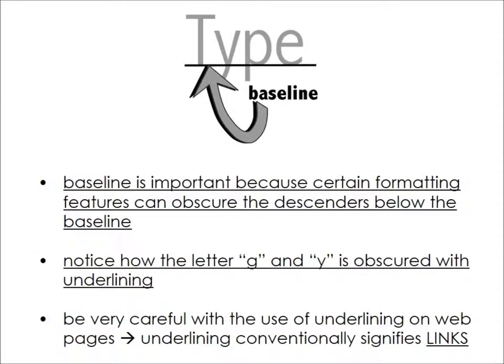Descenders are important to pay close attention to when deploying type. Certain formatting features like underlining, which we hardly ever use anymore, can obscure the descenders.